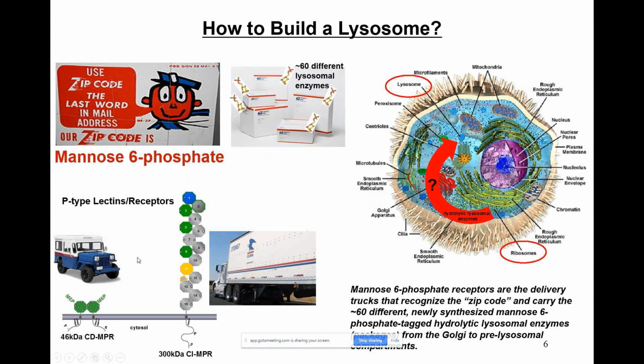They're recognized by receptors, or these P-type lectins, and there's two of them. One's smaller, one's larger. Again, we've got 60 or so different types of lysosomal enzymes. They all have this mannose-6-phosphate tag on them that allows them to be recognized by the P-type lectins. Why they're called the P-type lectins is because they recognize phosphorylated glycans. So that's how they got their name. The big picture is that for this specific type of trafficking, you have specific lectins that will recognize this unique mannose-6-phosphate tag.